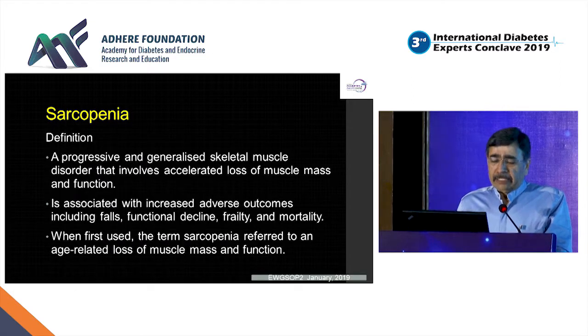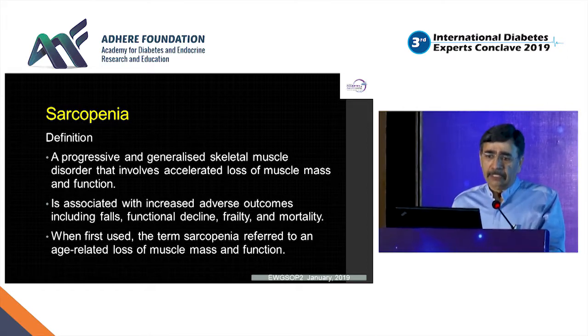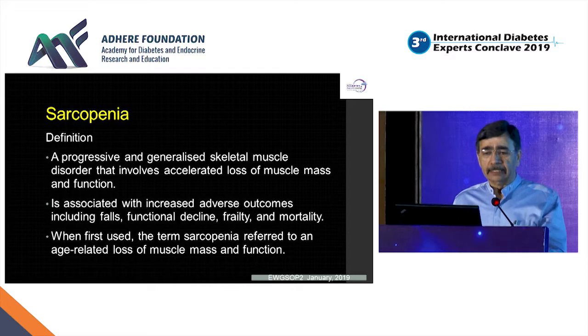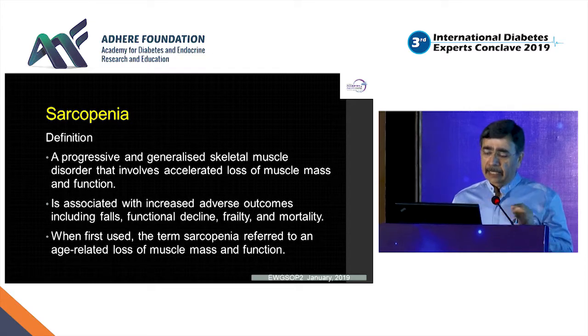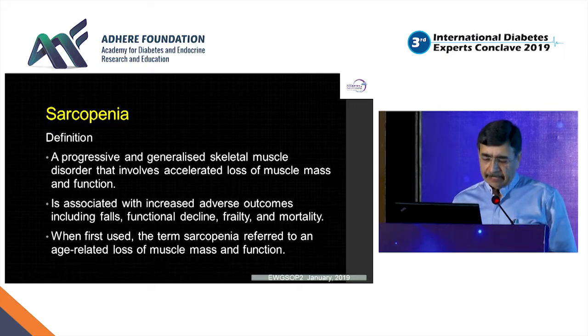Now, current definition says that sarcopenia should be defined as a progressive and generalized skeletal muscle disorder that involves accelerated loss of muscle mass and function, both. It is not just the loss of muscle mass, and it is associated with increased adverse outcomes which include falls, functional decline, frailty and mortality, and usually has been described to define or label the age-related loss of muscle mass and function.